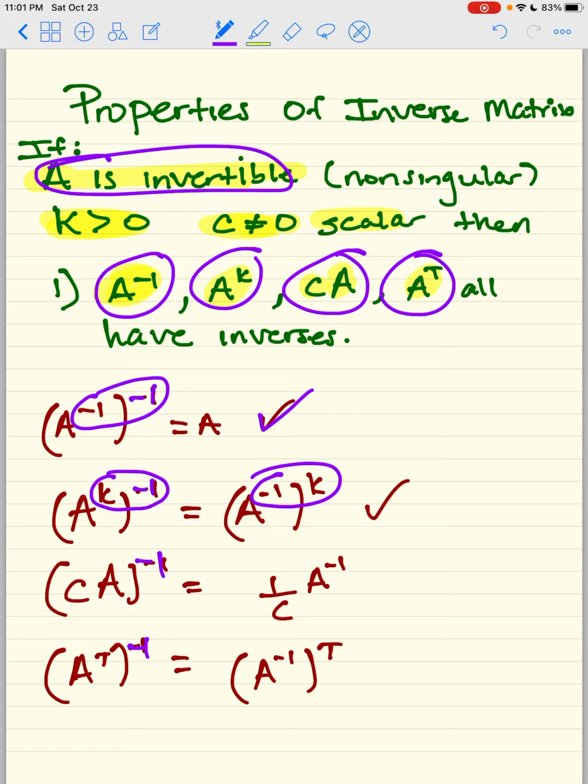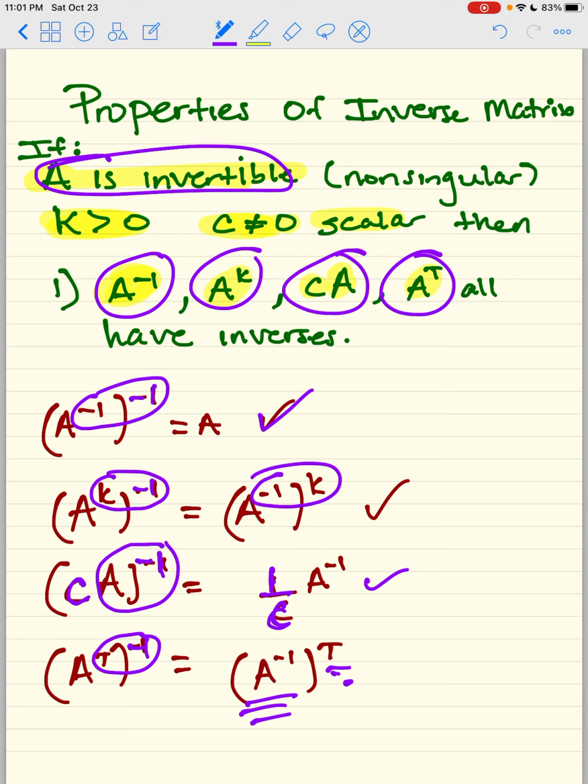So this one's a little bit tricky. C is a number. C to the -1 is 1/C, right? 2 to the -1 is 1/2. 3 to the -1 is 1/3, and so on. And then that's just the inverse. And then again, for the transpose, you could just find the inverse and transpose it.